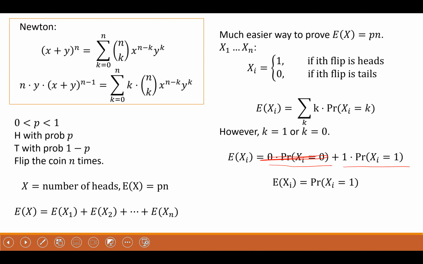And for an indicator random variable, or for a random variable with this form, my expected value is simply equal to the probability that it's 1. And what is the probability that it's 1? Well, it's the probability that the ith coin flip is heads. So for indicator random variables, the expected value is simply equal to the probability of the event I'm trying to indicate. In this case, that's the ith coin flip is heads.